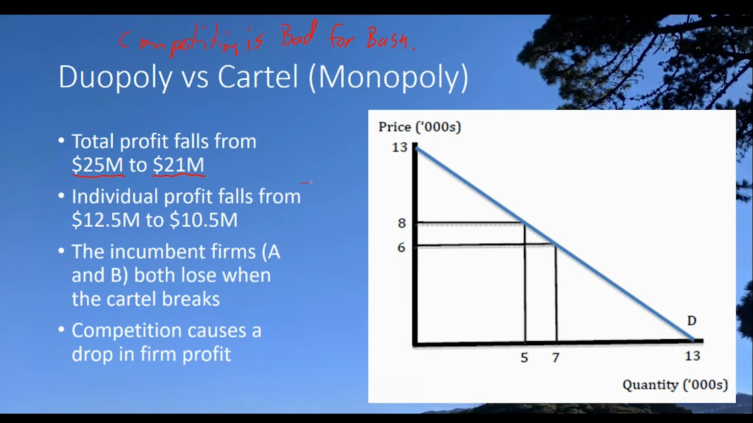Profitability falls. Okay, now if we look at the individuals involved here, the brother and sister operating their own independent firms, their profits are individually falling from 12.5 million to 10.5 million. So they're both losing out as a result of this competition with each other. The incumbent firms, and by that I mean the firms that are in the market originally when new competition arises. And in this case, both of them were in the market originally. They were colluding with each other. And both of them end up losing when the cartel breaks or they move towards increased competition.